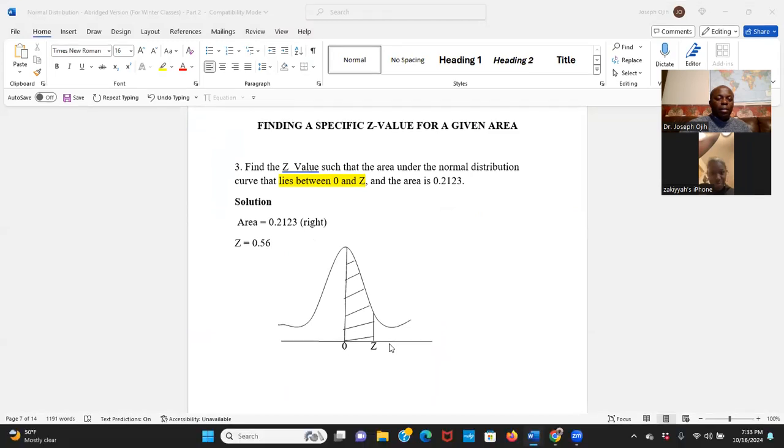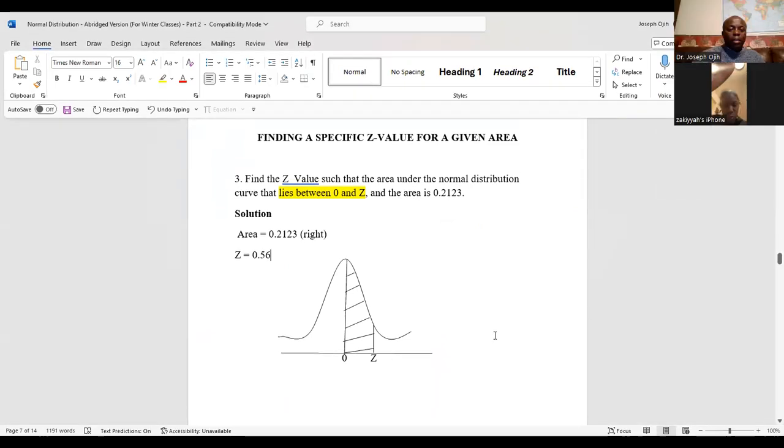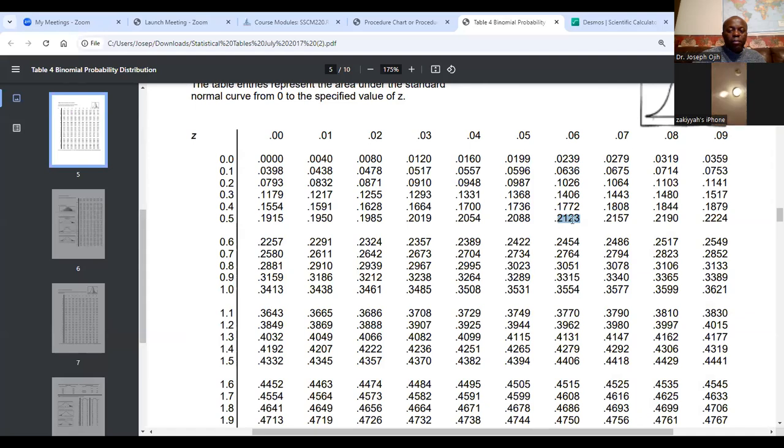You keep doing this. So you got a 0.56 because of the graph? No, inside the graph, this is the Z we are looking for. This Z value. So this time around, you look for the 0.2123 inside the graph. Gotcha. Okay. See, 0.2123 right here. Can you see it? I can see it, yeah.